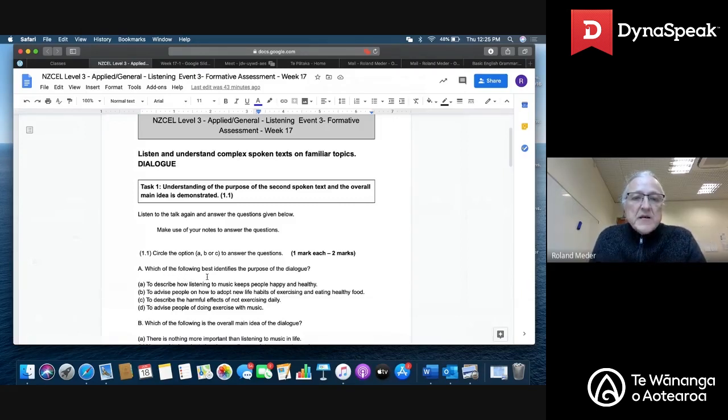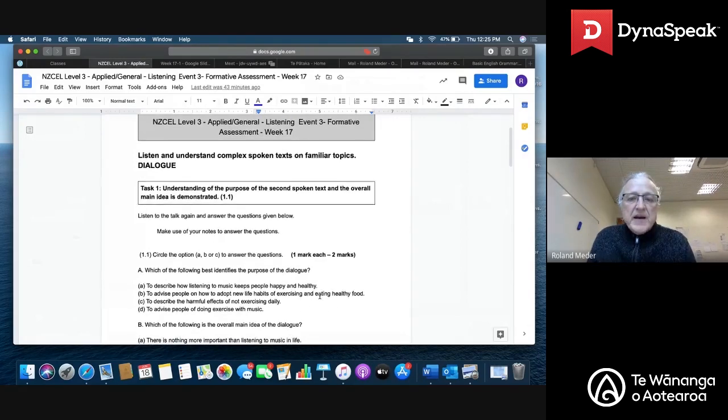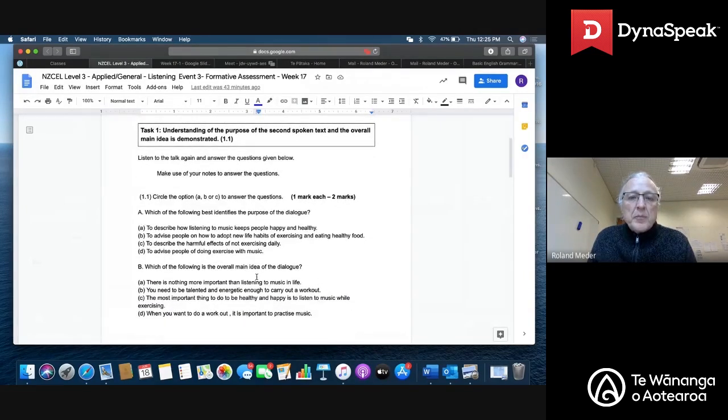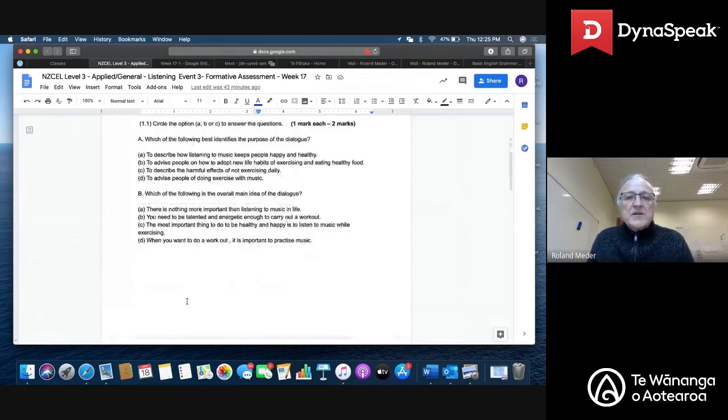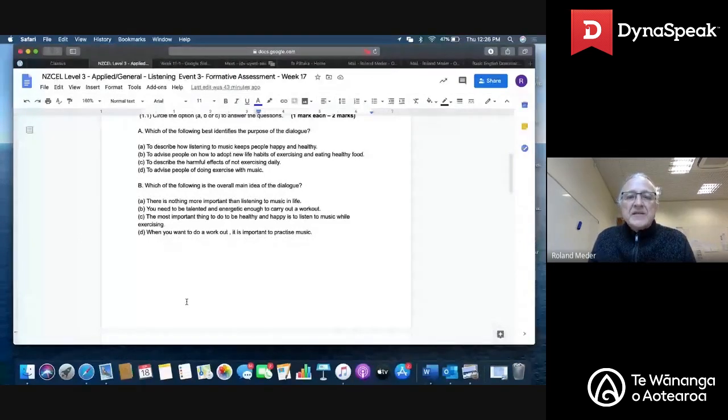Which one of these sentences best identifies the purpose of the dialogue? So why is this dialogue taking place? Why are the people talking about this topic? Right, and then you read these and try to find which one best describes the purpose. Now, remember, sometimes you have to read very carefully. There might be a very slight difference. And the next one is, what is the overall main idea? What is the main idea that they are talking about in this text? Okay, and then you've got 4 choices. So it's always good to read all of the choices and be sure you know which one is better.